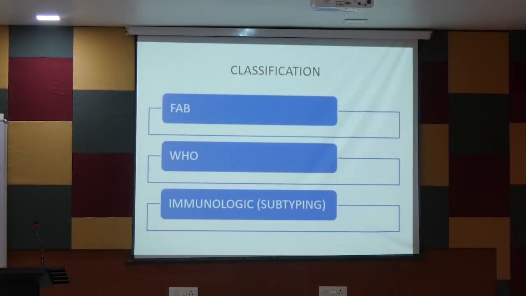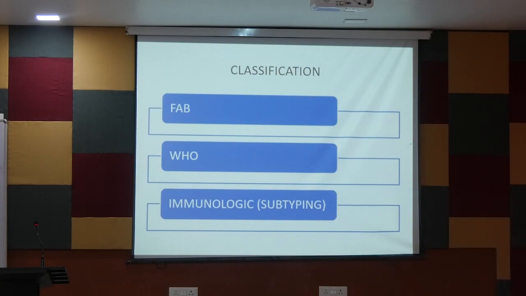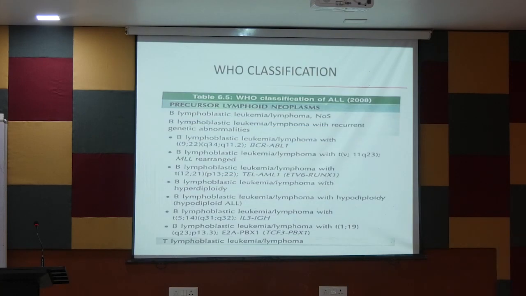So what are the classifications? FAB: French, American, and British classification. If the examiner asks you, can you classify, at least tell the FAB classification and the WHO classification. Coming to the WHO classification, it's huge, you can't remember it. And this is a very old one, the 2008 one.